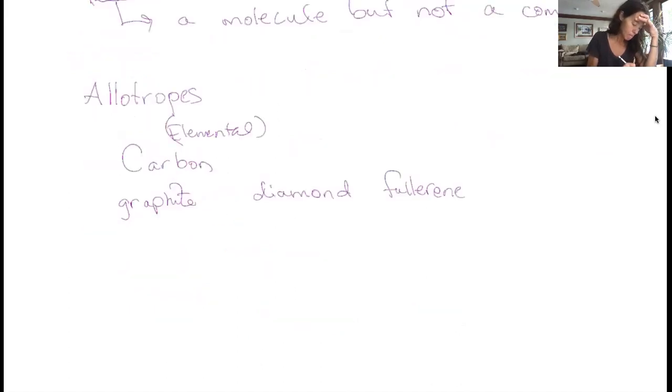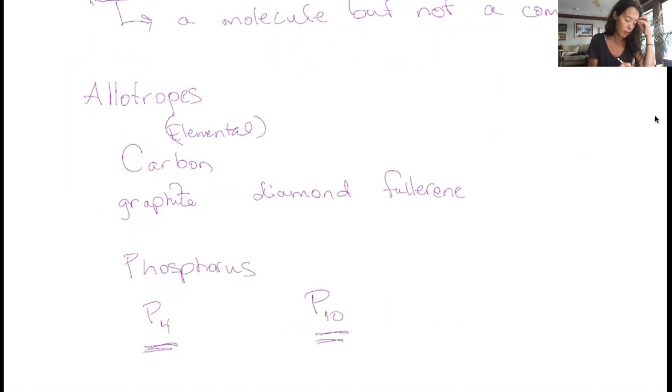Another one would be like phosphorus. And I hope I get this right. There's a P4 and there's a P10, right? One of them is red phosphorus, one is white phosphorus. I'm not sure which one, so I'm not going to write it, and I apologize for that. But you see that it's the same, but different, okay?